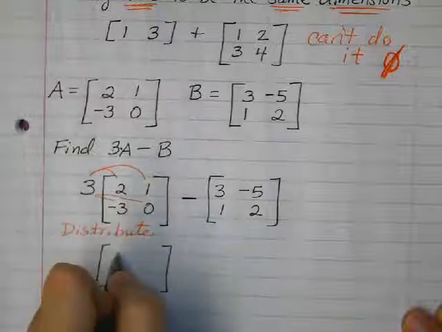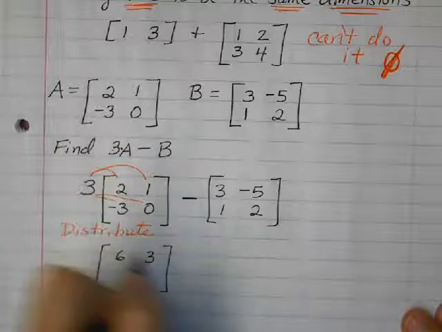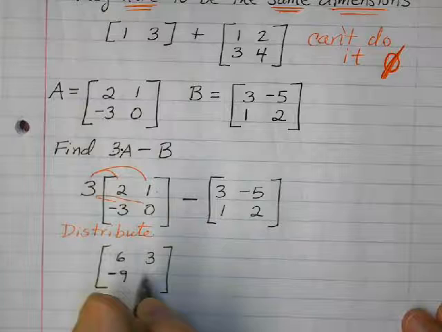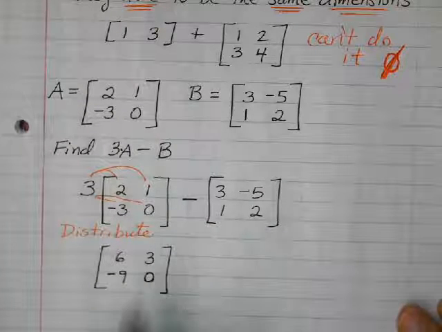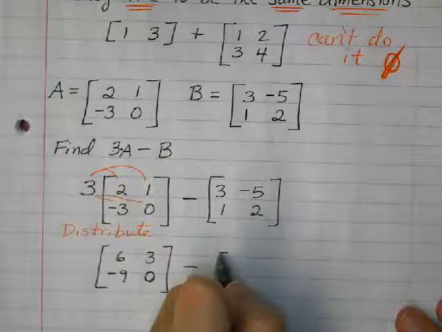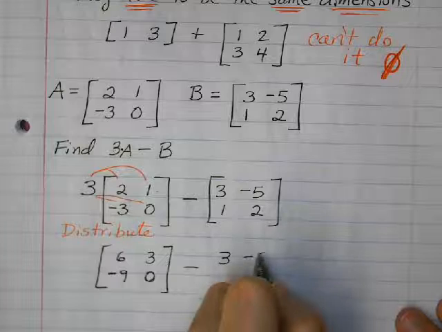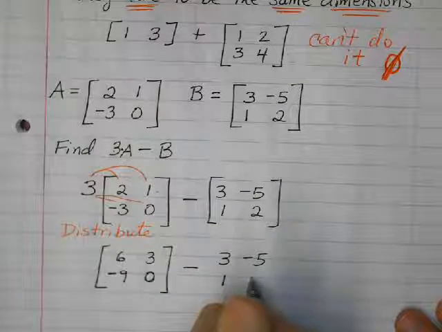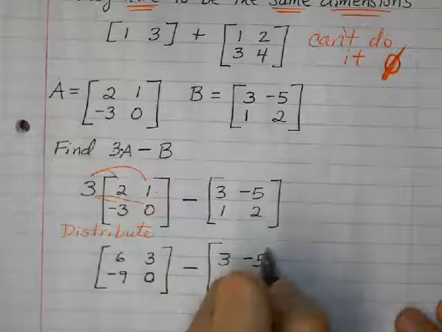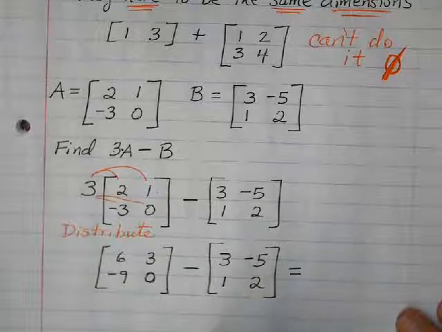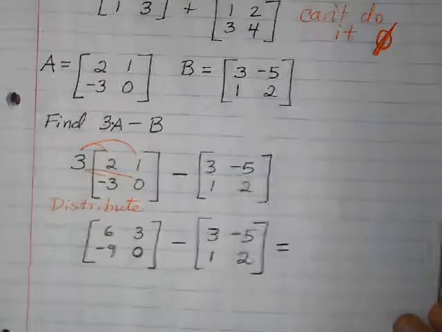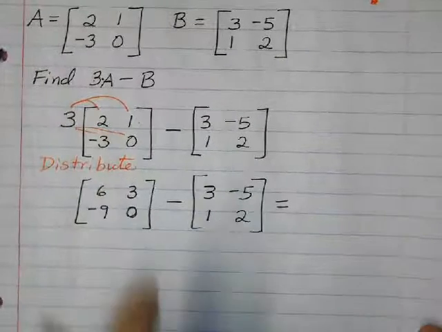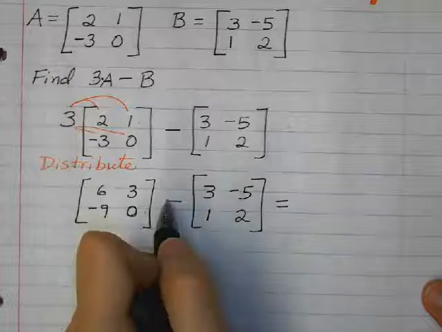3 times 2, that's 6. 3 times 1 is 3. 3 times negative 3, that's negative 9. And this one's 0. And I didn't do anything to the other matrix. It was just 3 times A. So I didn't have to do anything to the other matrix. Okay, now we should be able to finish it off. We took 3 times matrix A. Now you should be able to finish and subtract matrix B.